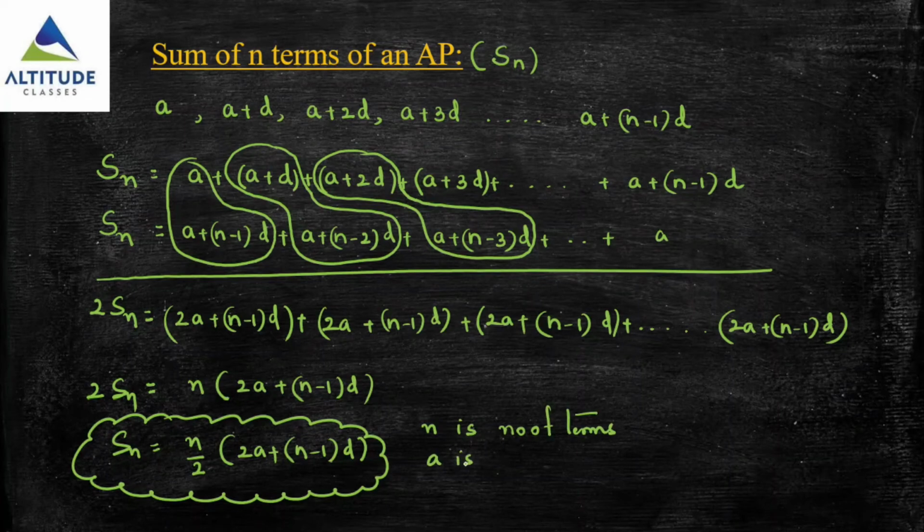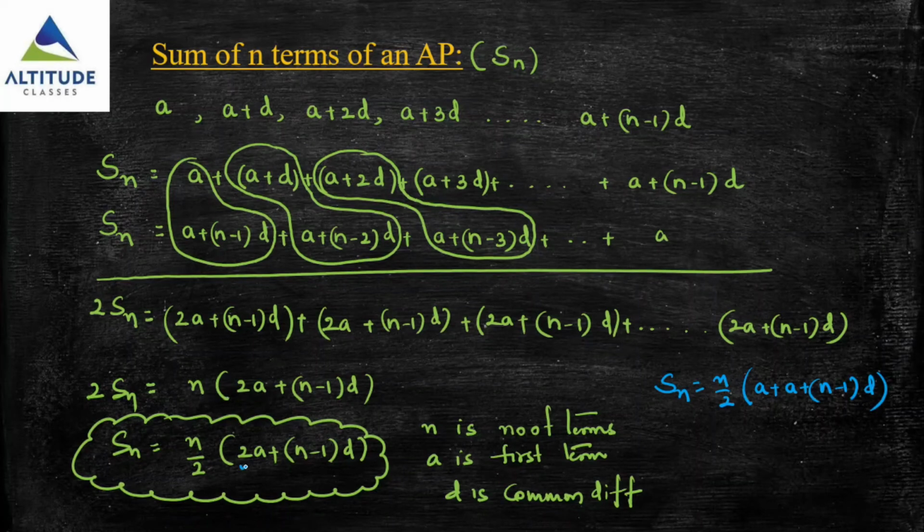A is the first term of your AP. D is the common difference of your AP. This result can be written in another way also. I'm just modifying the result. Sn is n by 2 into 2a, and I am writing this as a plus n minus 1 into d.